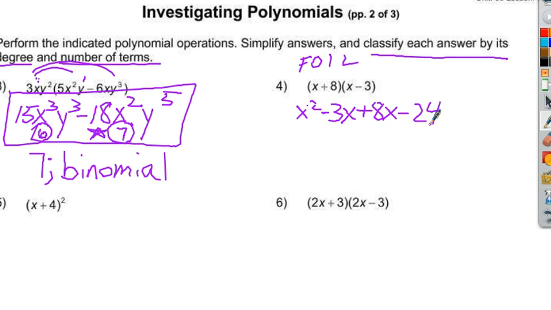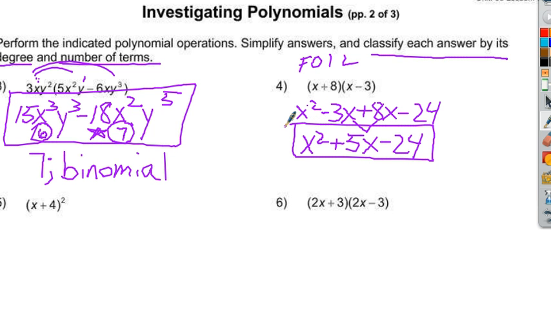So when you're done, we have two terms that are like terms here. So I do need to go back and combine those. So the x squared will just drop. 8 minus 3 is 5. So this is positive 5x because the 8's positive. And then minus 24. Now, no like terms. So that's my final polynomial I ended up with.